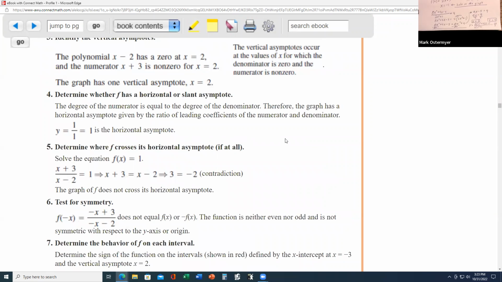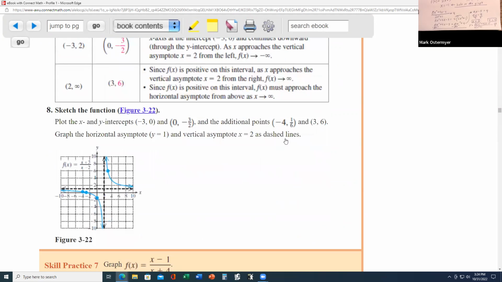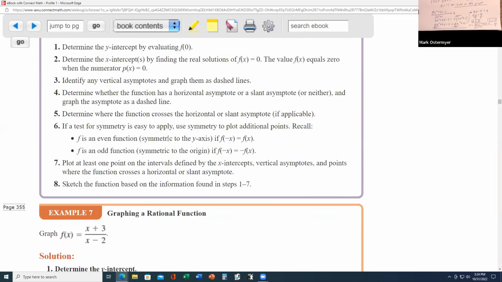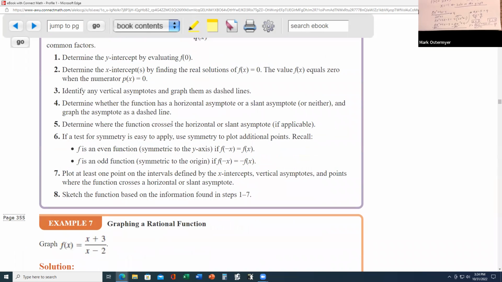You would then plot that as a horizontal dashed line in your xy plane. And notice there it is, y equals 1 is plotted as a horizontal dashed line. There's your horizontal asymptote. What else here?